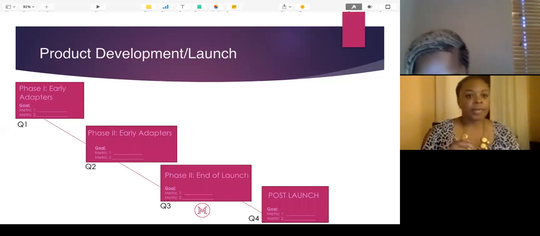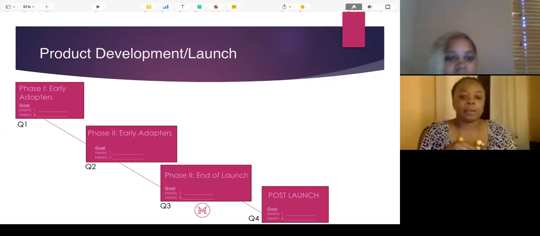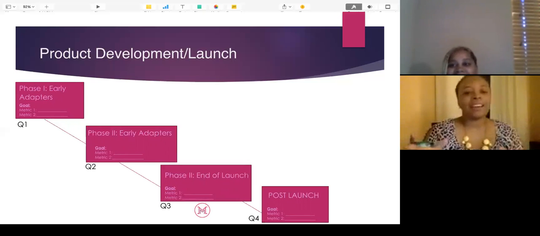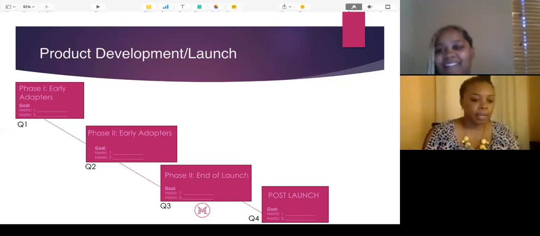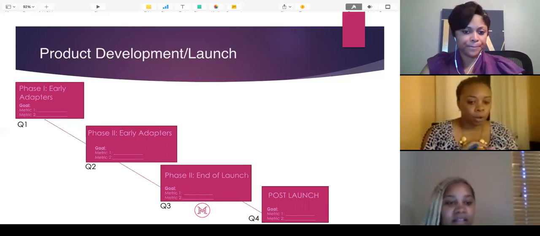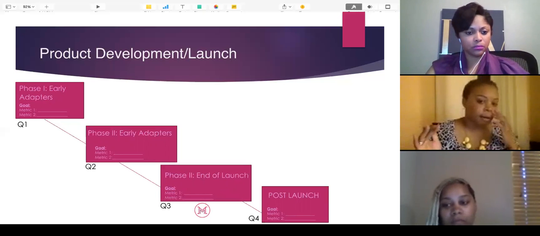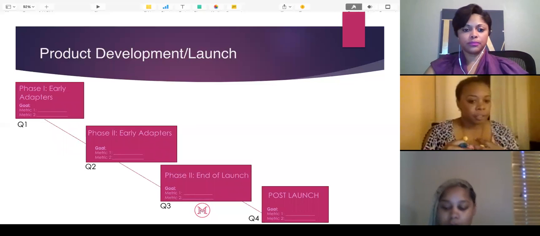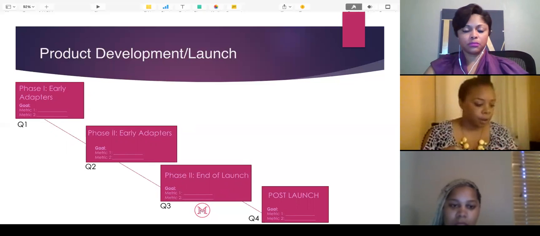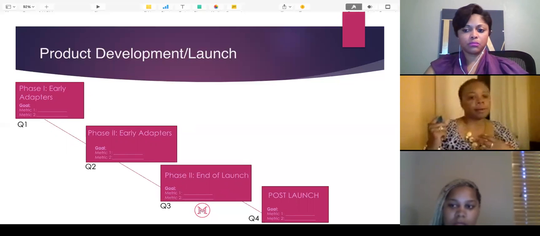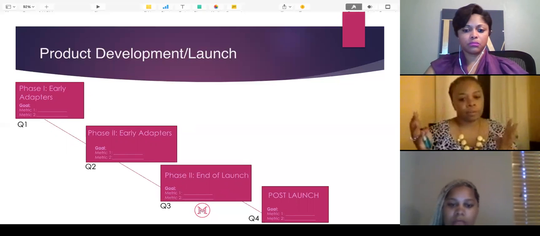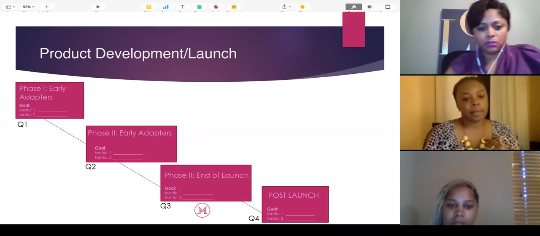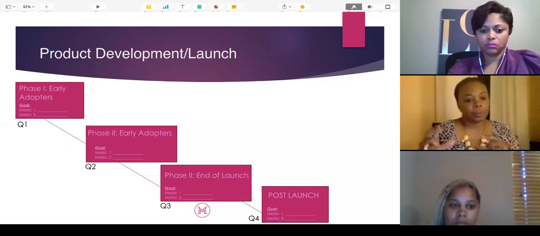All right, so this is the easiest way that I can explain a very easy launch that I think will work across the board, regardless of whether you have a product or a service that you're launching, or a new business venture that you're launching. So as you guys can see, and I hope you have this printed, we have really four phases, right?